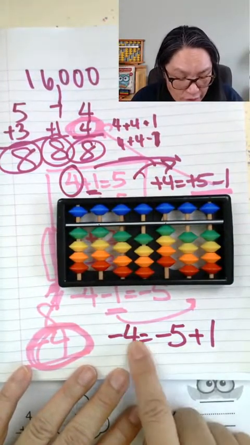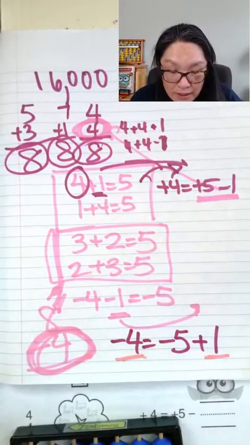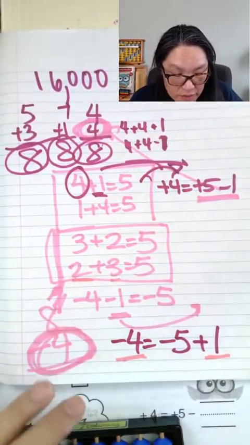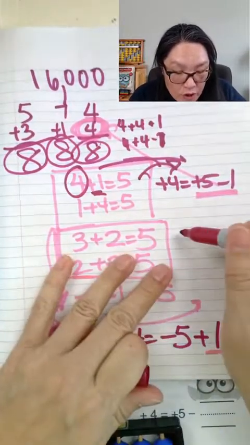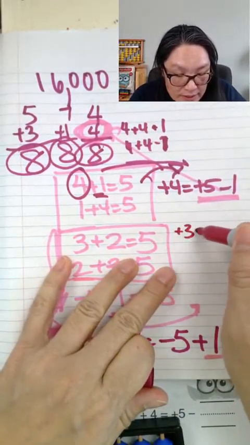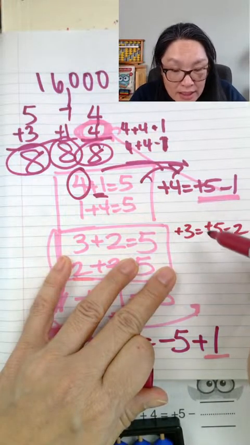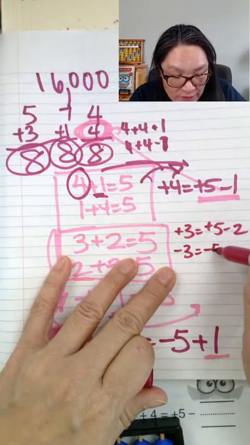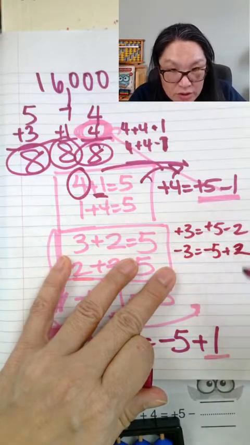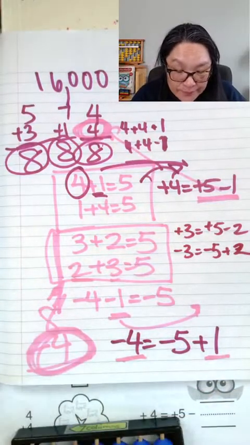So again, if you notice, the 4 and the 1 are pairs. The 3 and the 2 are pairs. So just like this, we would rewrite it. Everybody would know that plus 3 is equal to plus 5 minus 2. And then there's the other side, the inverse: minus 3 is equal to minus 5 plus the 2.